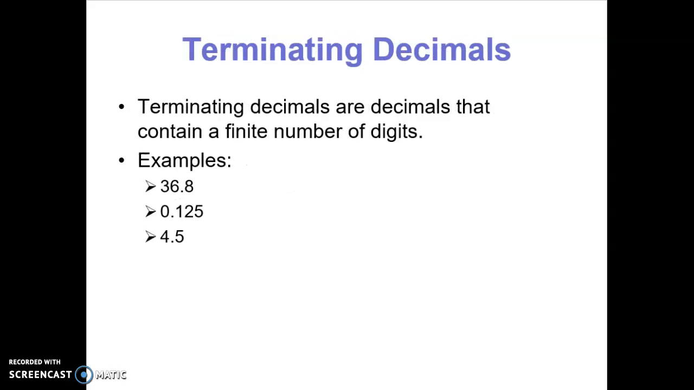Now, what is a terminating decimal? Well, a terminating decimal does exactly that. It terminates. It stops. Terminating decimals are decimals that contain a finite, which means a specific number of digits. In the examples, you see 36.8. Done. There's no more to it. 0.125. Done. No more to it. And 4.5. Those are all examples of decimals which stop or terminate.